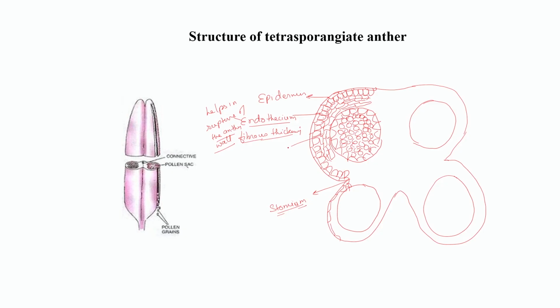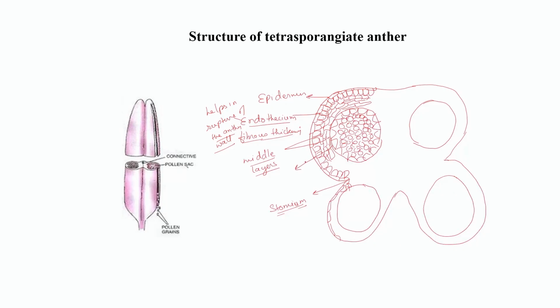Now, after the endothecium you have two to three layers of middle layers. When the anther matures and is about to rupture, these middle layers will degrade and be lost. The next important layer surrounding the microsporangia is the tapetum. This tapetum is very important. It provides nourishment to the growing pollen grains. This tapetum serves a lot of functions. The tapetum is also multinucleate.